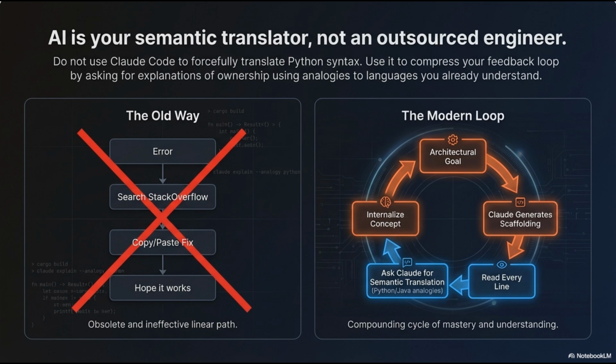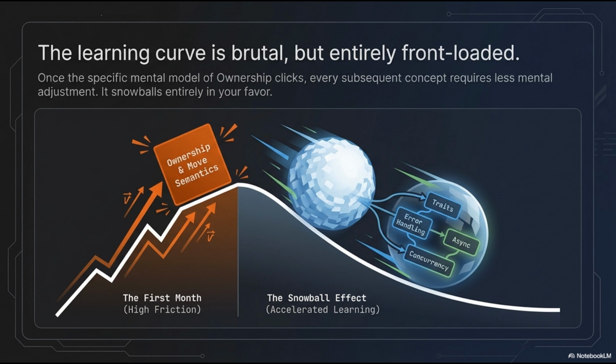Which is vital because, as the text notes, the learning curve is almost entirely front-loaded. Those first few weeks are a grind, but there's a light at the end of the tunnel. A very bright light. Once you grok ownership, once that specific mental model finally clicks in your head, the entire rest of the language falls perfectly into place. That's reassuring. Because everything in Rust builds on that one foundational system. Traits, error handling, asynchronous programming, concurrency. They are all meticulously designed around the rules of ownership. So every new concept you learn after those first few weeks requires less and less mental adjustment. It snowballs in your favor.